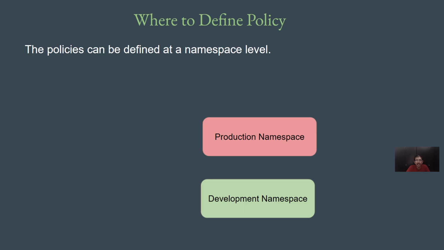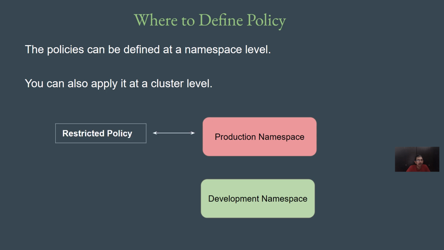So primarily, the policies can be defined at a namespace level by itself. However, if you would like, there are certain customizations where you can apply it at a cluster level as well. For example, you can say that at a production namespace, I require a restricted policy, and at a development namespace, I require a privileged policy. So this gives you a good amount of customization based on the namespace. You can go ahead and set the policies accordingly.